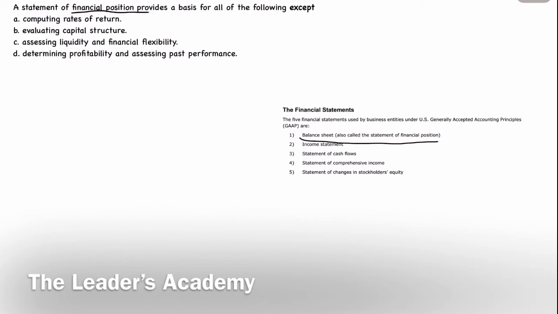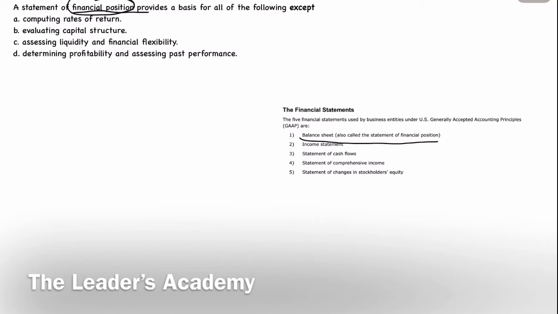And now what they are asking is, a statement of financial position provides a basis for all of the following except. It means this financial position will give a basis for all of these calculations but not for one. Which is that one? We should find out.